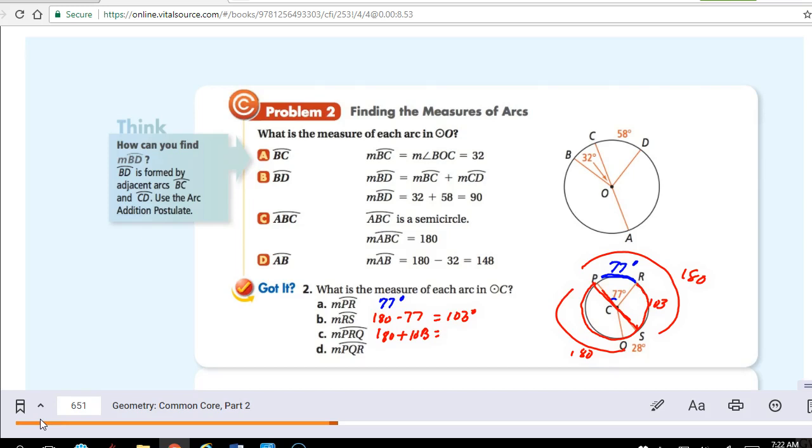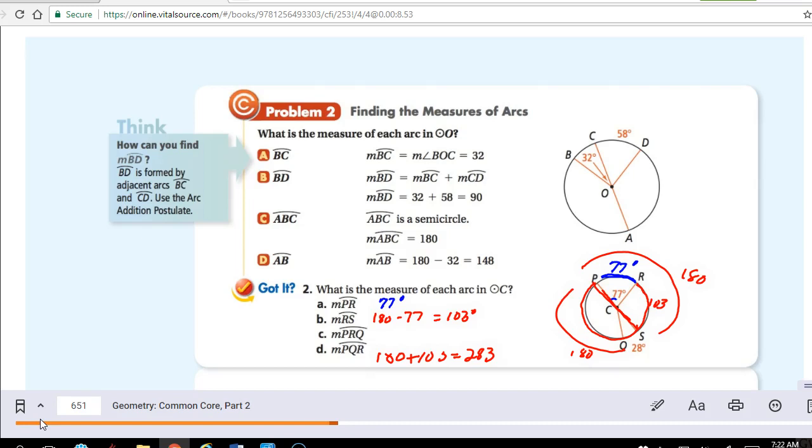Did I read that right? I'm sorry, I didn't read that right. I've jumped to PQR. So this one is going to be 180 plus 103, which is going to end up being 283. Let me go back. I skipped one here.